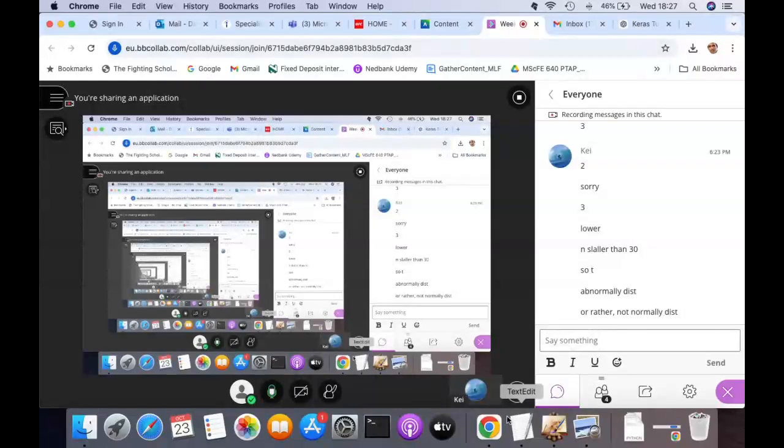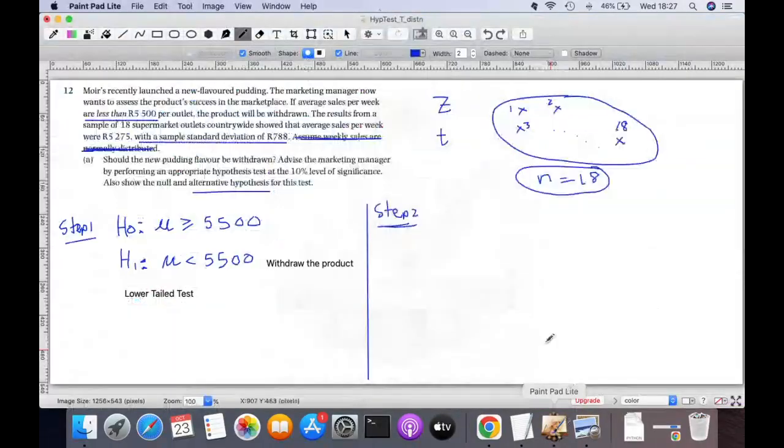Yes, not normally distributed. Yes, very good. This part here that I've underlined is the sample standard deviation. What that's telling you is that you have the standard deviation of the sample, just of these. That means you have the symbol S, which is given: 788.